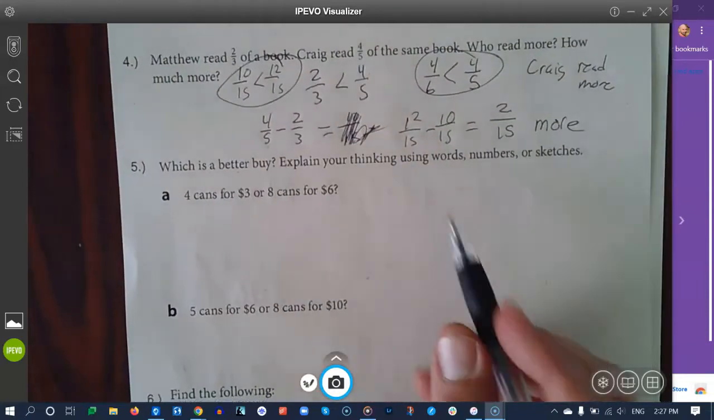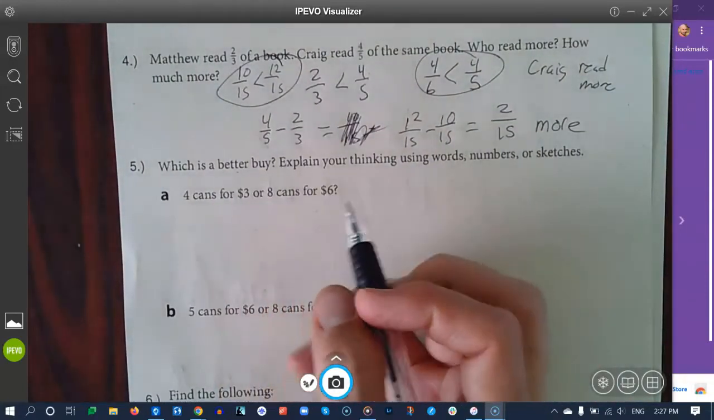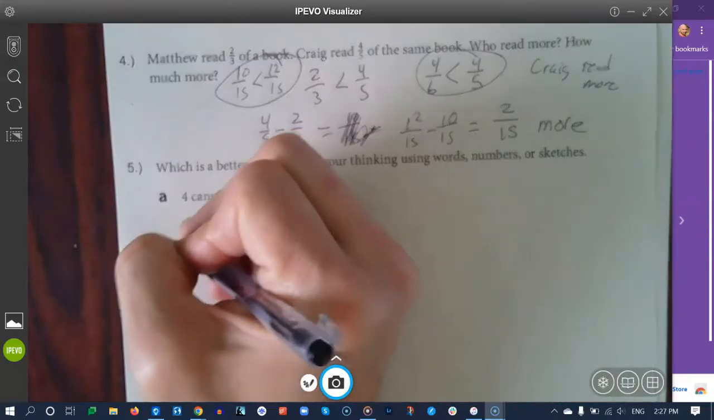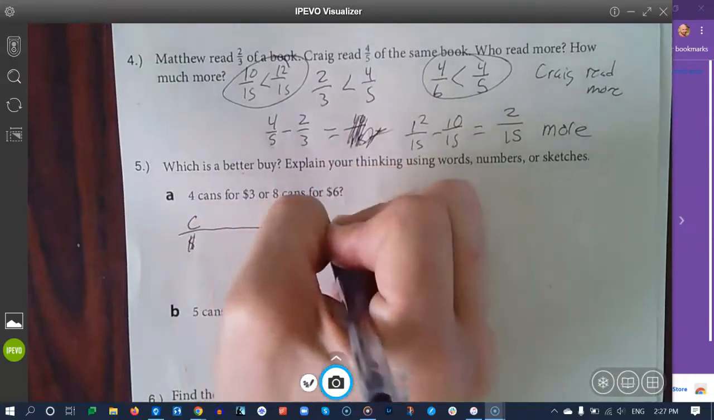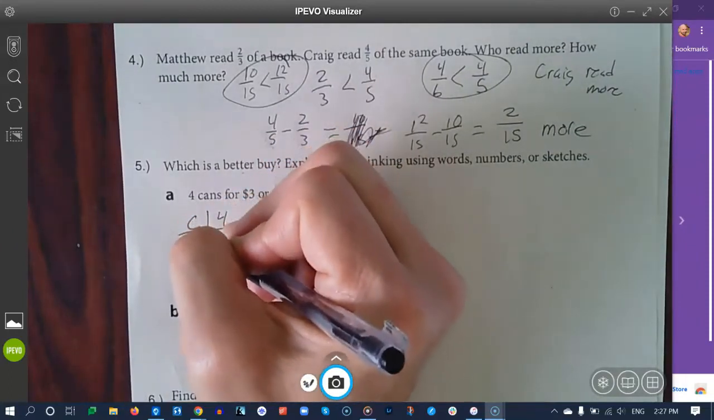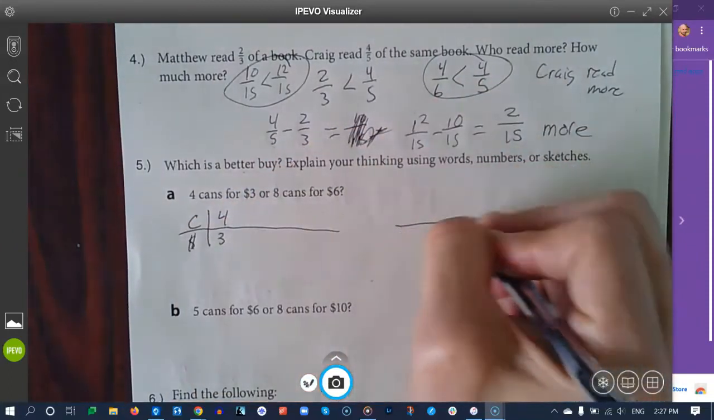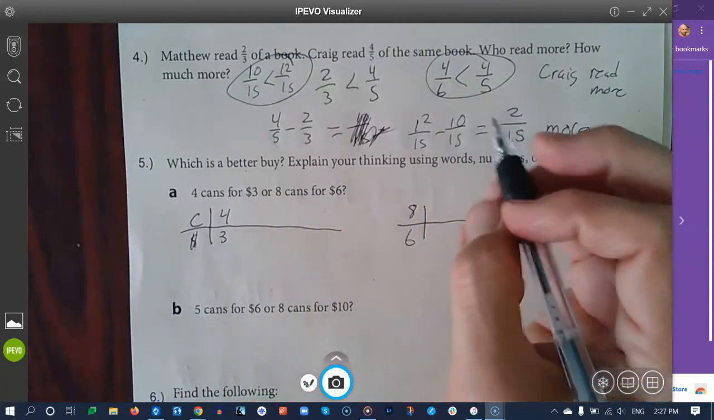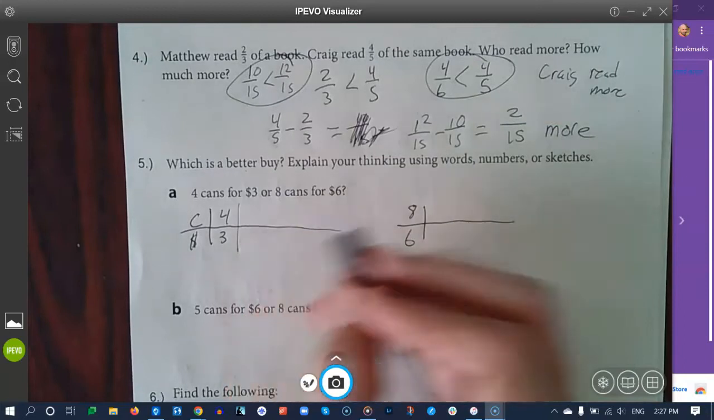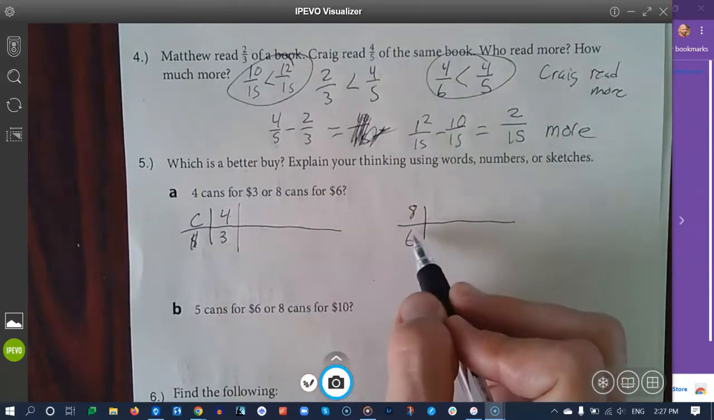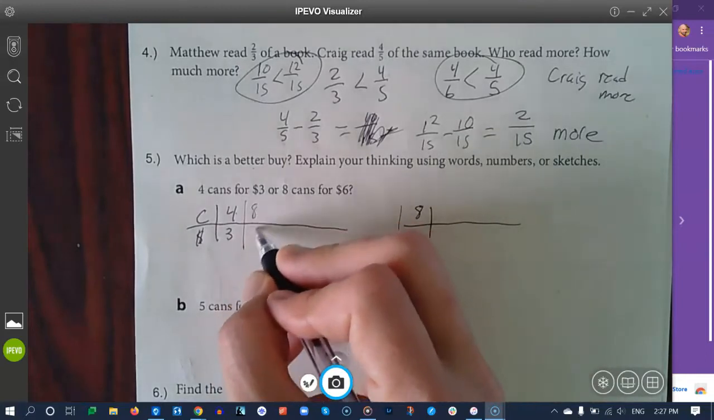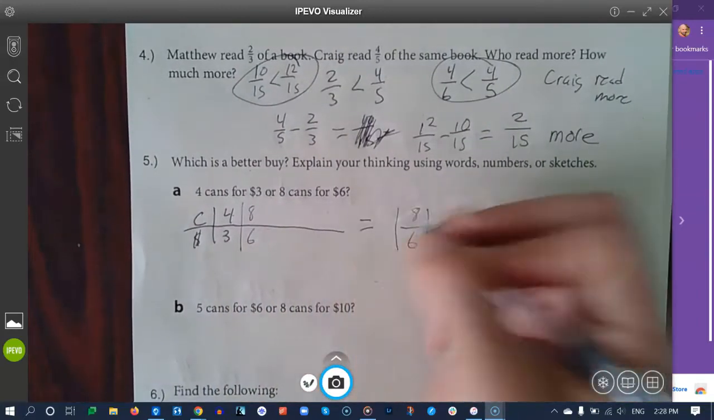Which is a better buy? Explain your thinking. 4 cans for $3 or 8 for $6. So we have cans, dollars. I use my handy dandy ratio. 4 cans for $3. And over here we have 8 cans for $6. Can I get either the number of cans or the money? I can double it, right? If I double each one, this is 8, 6.